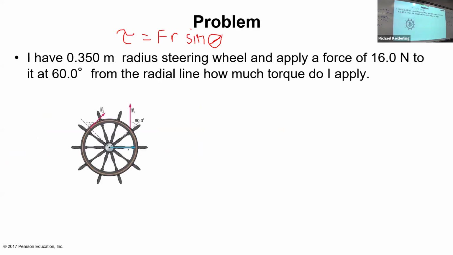So that's the torque. So here we have a 0.35 meter radius steering wheel and apply a force of 16 newtons to it at 60 degrees from the radial line, as shown. How much torque do I apply?